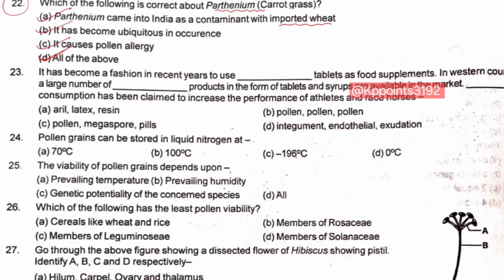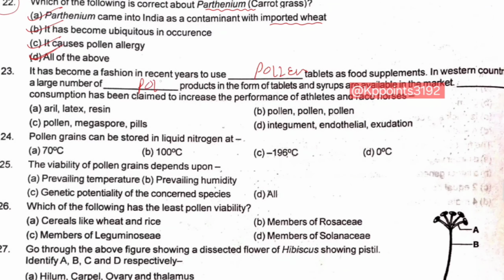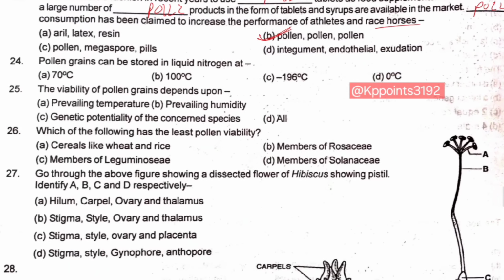Now question number 23. It has become a fashion in recent years to use pollen tablets. Clear? As food supplements in Western countries, a large number of pollen products in the form of tablets and syrups are available in the market. Pollen consumption has been claimed to increase the performance of athletes and racehorses. So the answer is B. This is a clear statement from the NCERT paragraph.